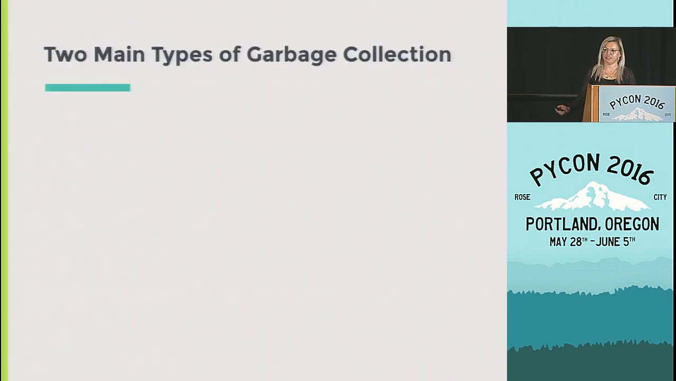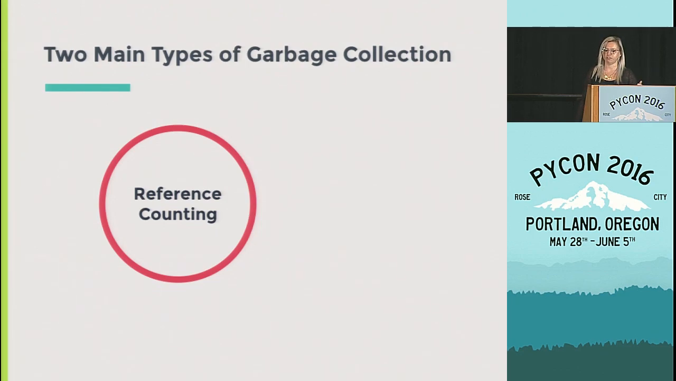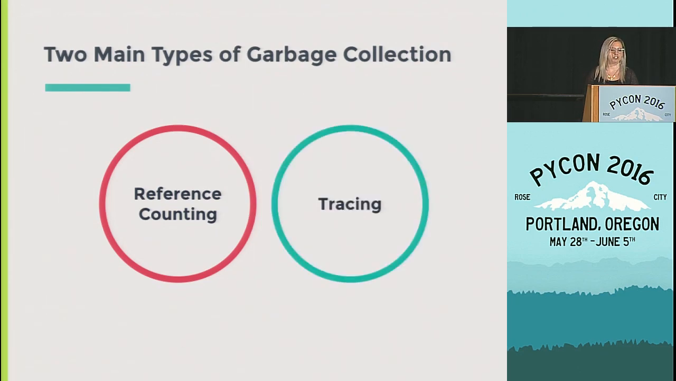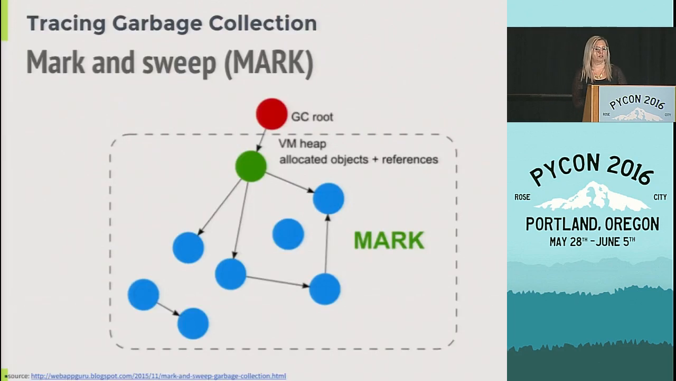So there are two main types of garbage collection. We talked about reference counting. The second type is a strategy called tracing. Tracing generally uses an algorithm called mark and sweep. The first step is marking any objects that are reachable. So we start at a root node, and then we follow all the references, and we mark the live ones. This algorithm gets run when the number of objects in memory is greater than a certain threshold.